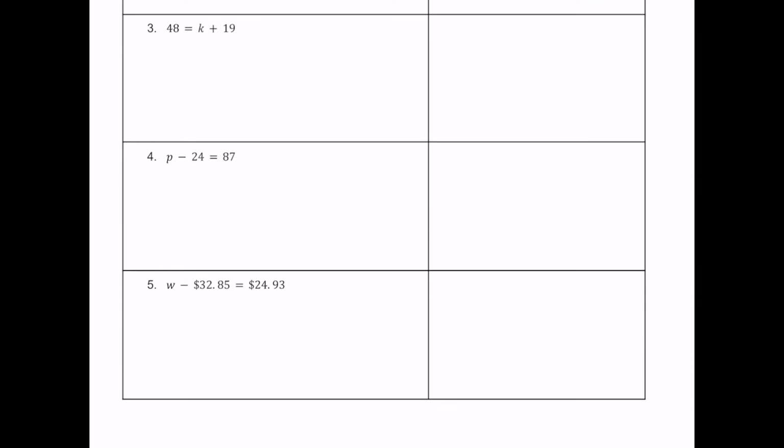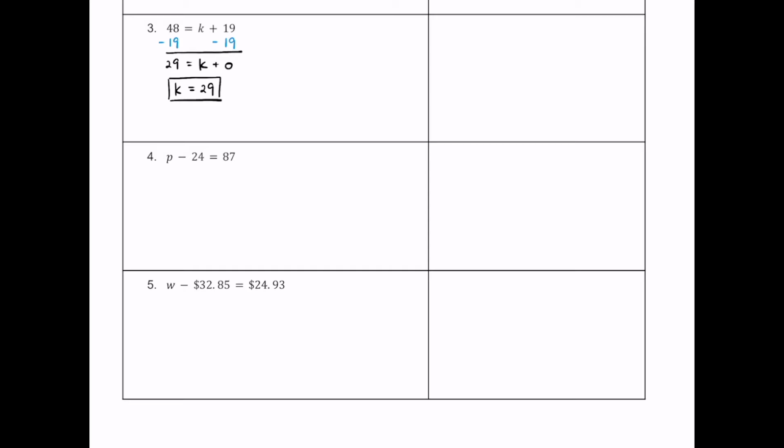Let's try number 3 here. For number 3, we have the equation 48 is equal to k plus 19. So to isolate this k, we're going to have to take away 19 from the right side and take away 19 from the left side as well. That's the subtraction property of equality. On the left side, 48 minus 19, let's think about what that's going to be. I think that's going to be 29, so we write 29 over here, and it's going to be equal to k plus 0. That plus 19 and minus 19 were opposite, so we have 0. Then we can drop that 0 by the identity property of addition and just write that k is equal to 29.